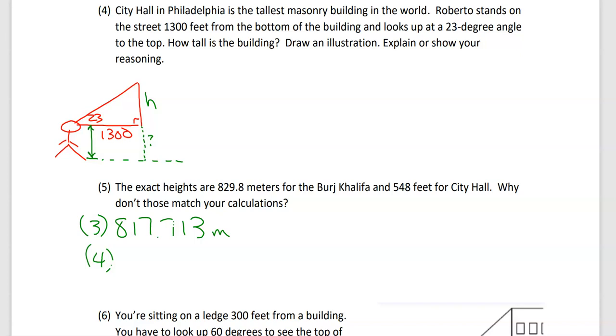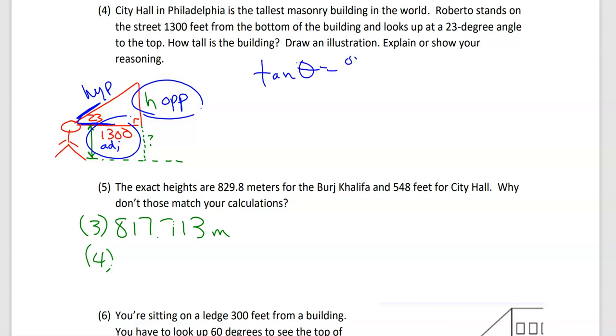So if I shade the two sides of the angle, the height will be the opposite side. And the unmarked side is the hypotenuse, and the 1,300 is the adjacent. Again, using the opposite and adjacent, we're looking at a tangent problem. The tangent of theta is equal to opposite over adjacent. We plug in our numbers. The tangent of 23 degrees is equal to h over 1,300.